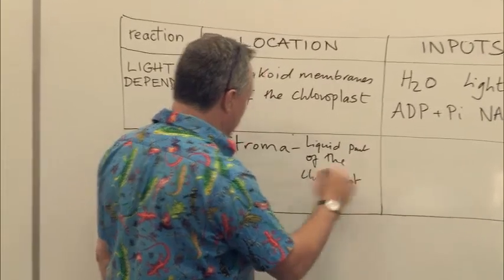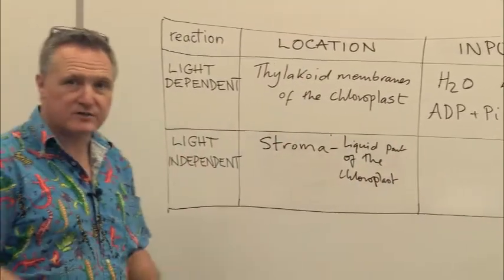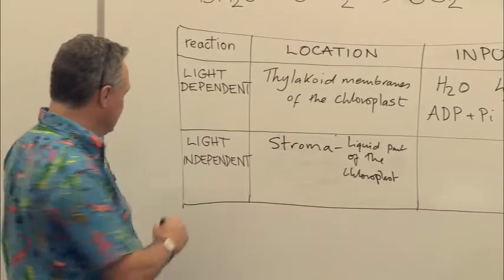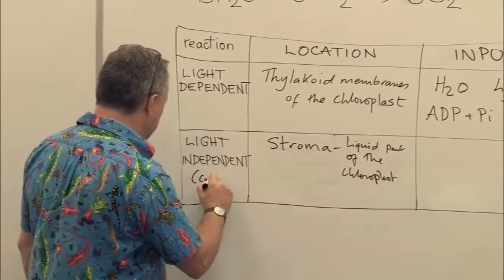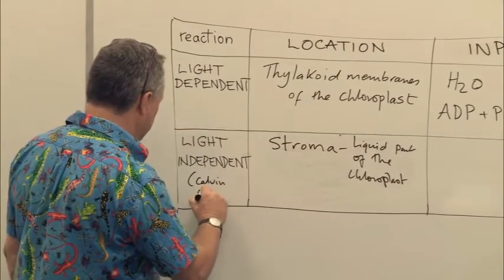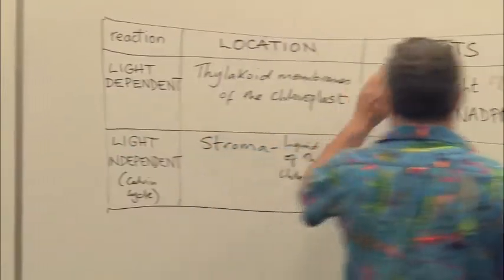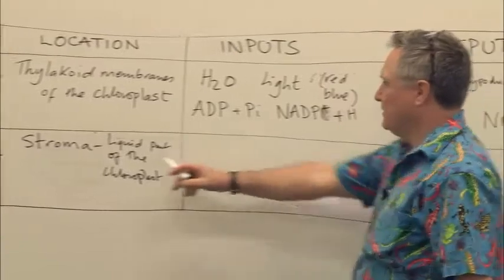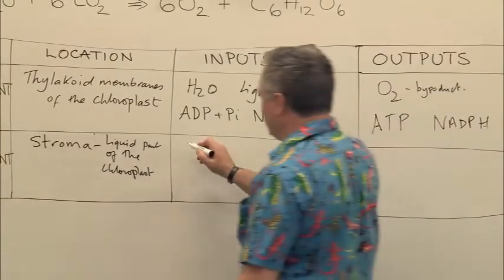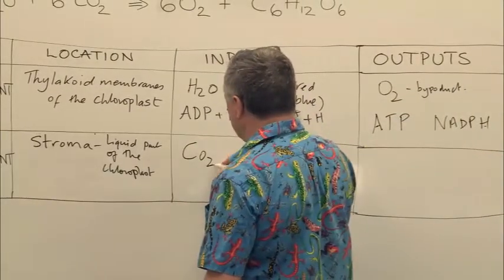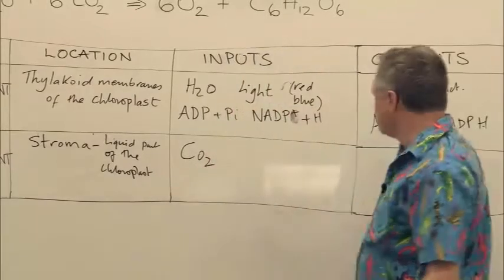This is where the light independent reactions occur, sometimes called the Calvin cycle, after the guy who discovered it. Now, inputs to this are, of course, CO2, carbon dioxide. So this is where the carbon dioxide actually gets, as they say, fixed into sugars.